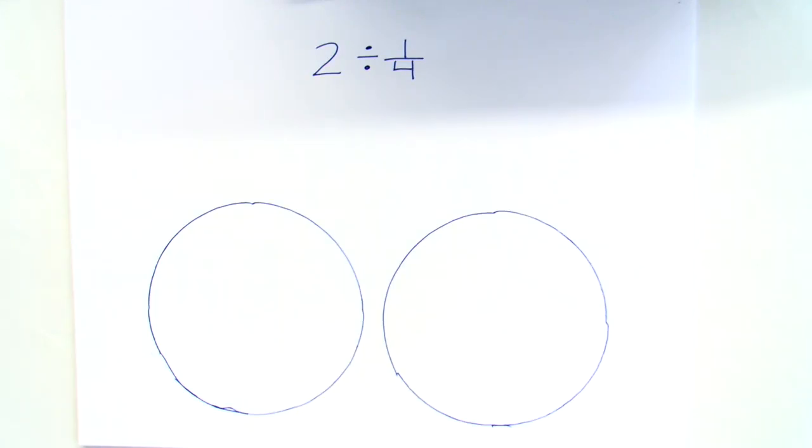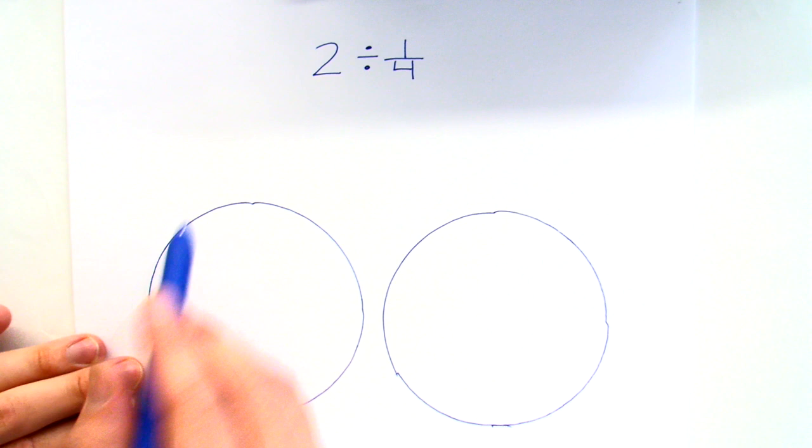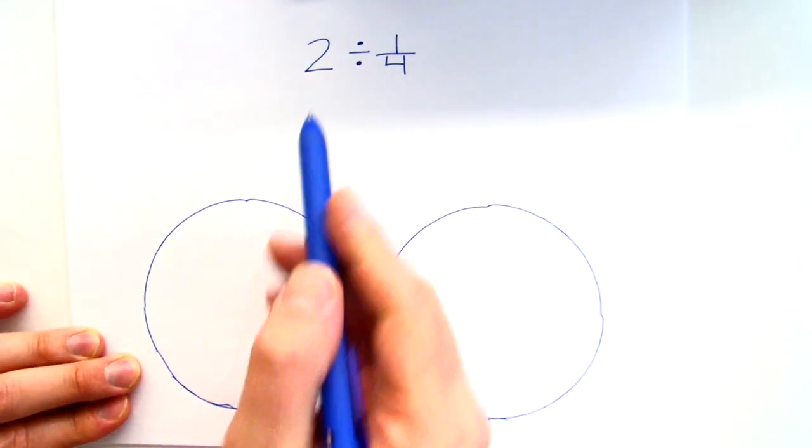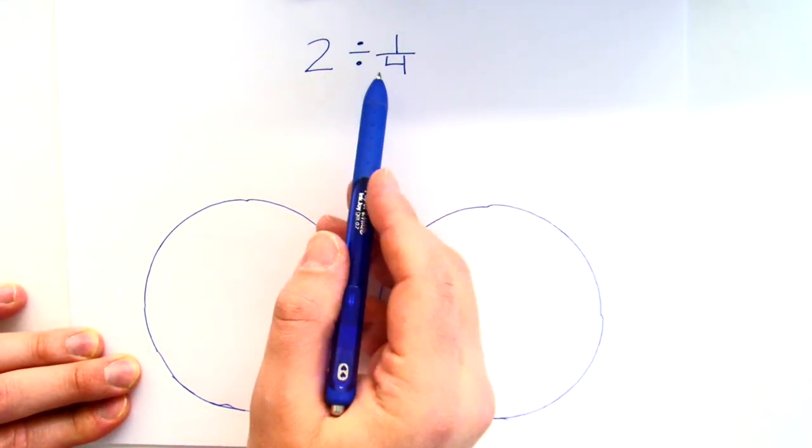Hello, Mr. Dre back with another video, and in this one what we are doing is dividing a whole number by a fraction. So in this problem, as our example, we have 2 divided by 1/4.